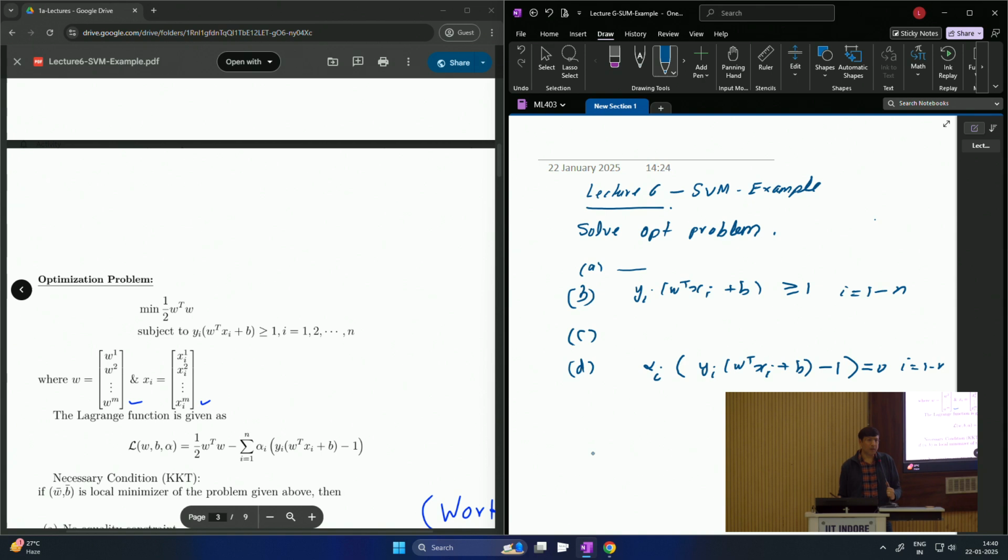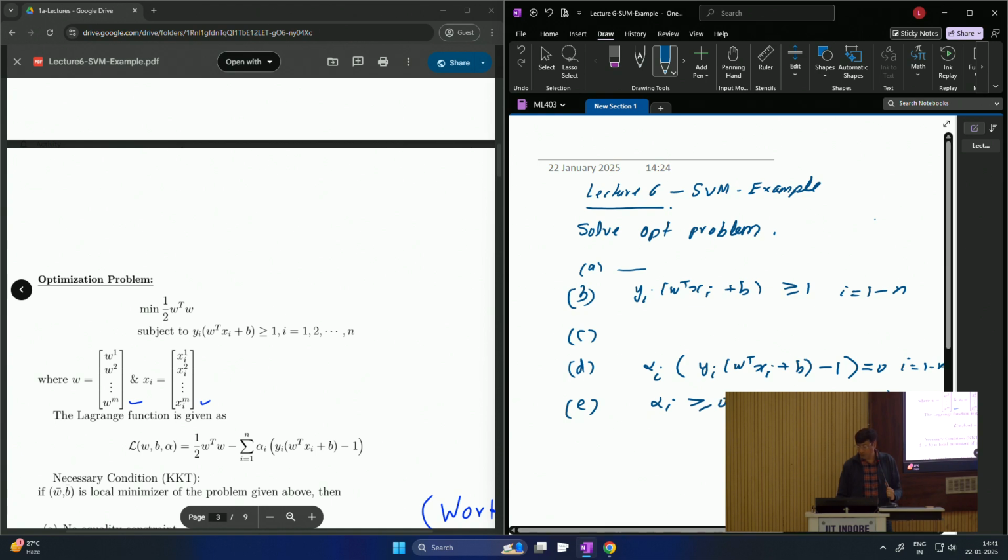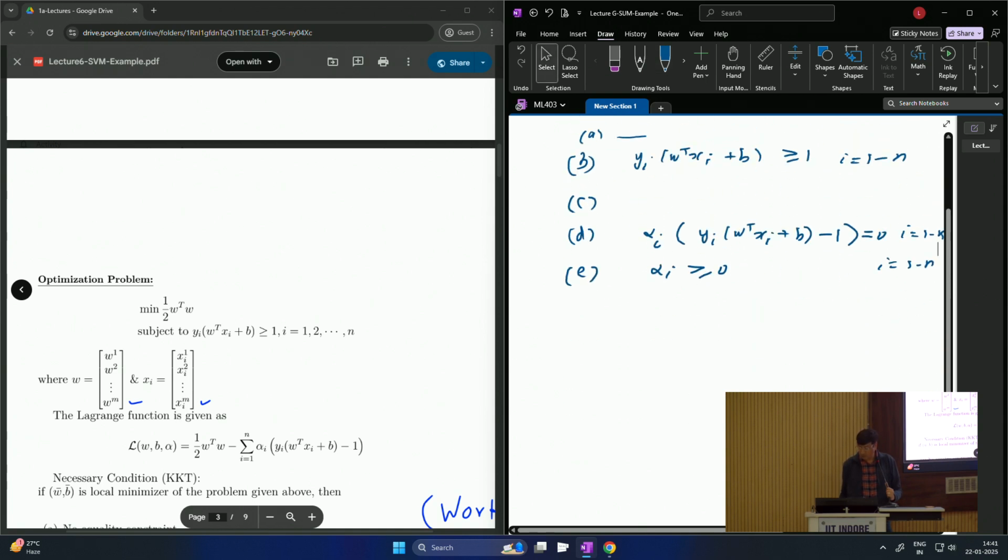The number of data points is the same as the number of constraints, so that's why you've got i playing a role everywhere. There's no j. What was the E condition? Non-negativity on the alpha: alpha i greater than or equal to 0 for all i going from 1 through n. What was the C condition which we need to work out?